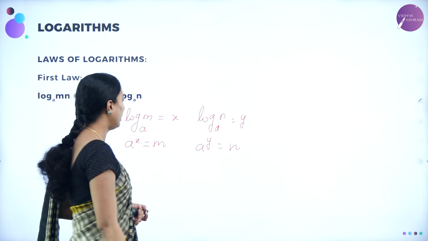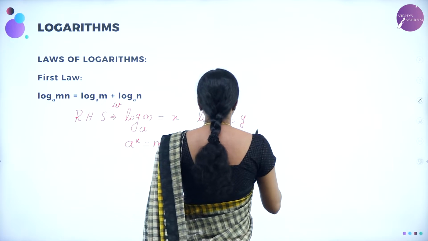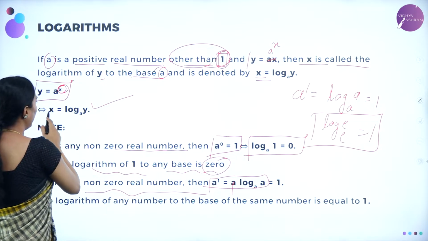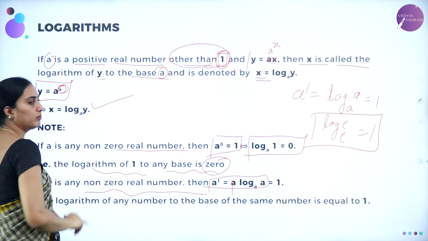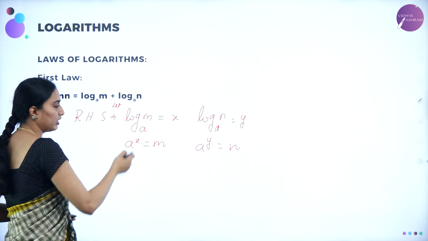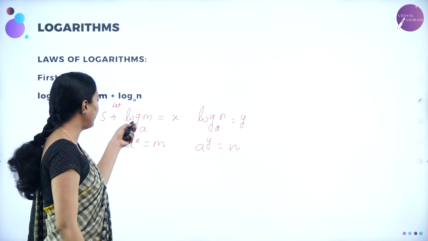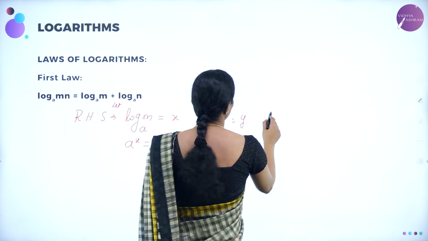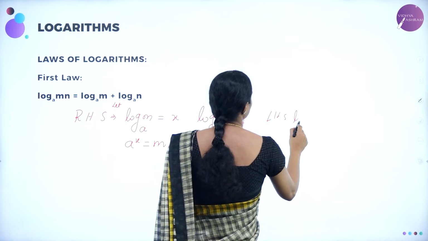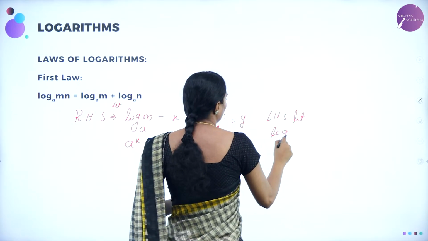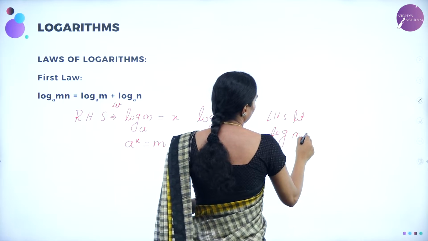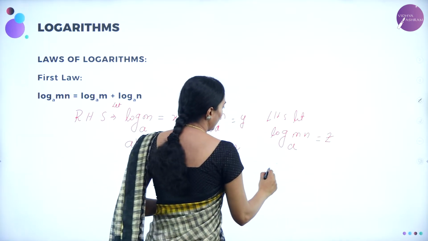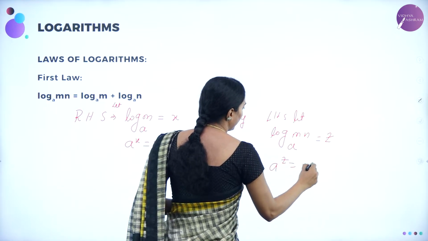Correct? According to the formula, a power x is nothing but m, and instead of y, you are going to have n. That's it. Similarly, the left hand side, I am going to define it as: let log mn to base a be z. So, therefore, you can have a power z is nothing but mn.